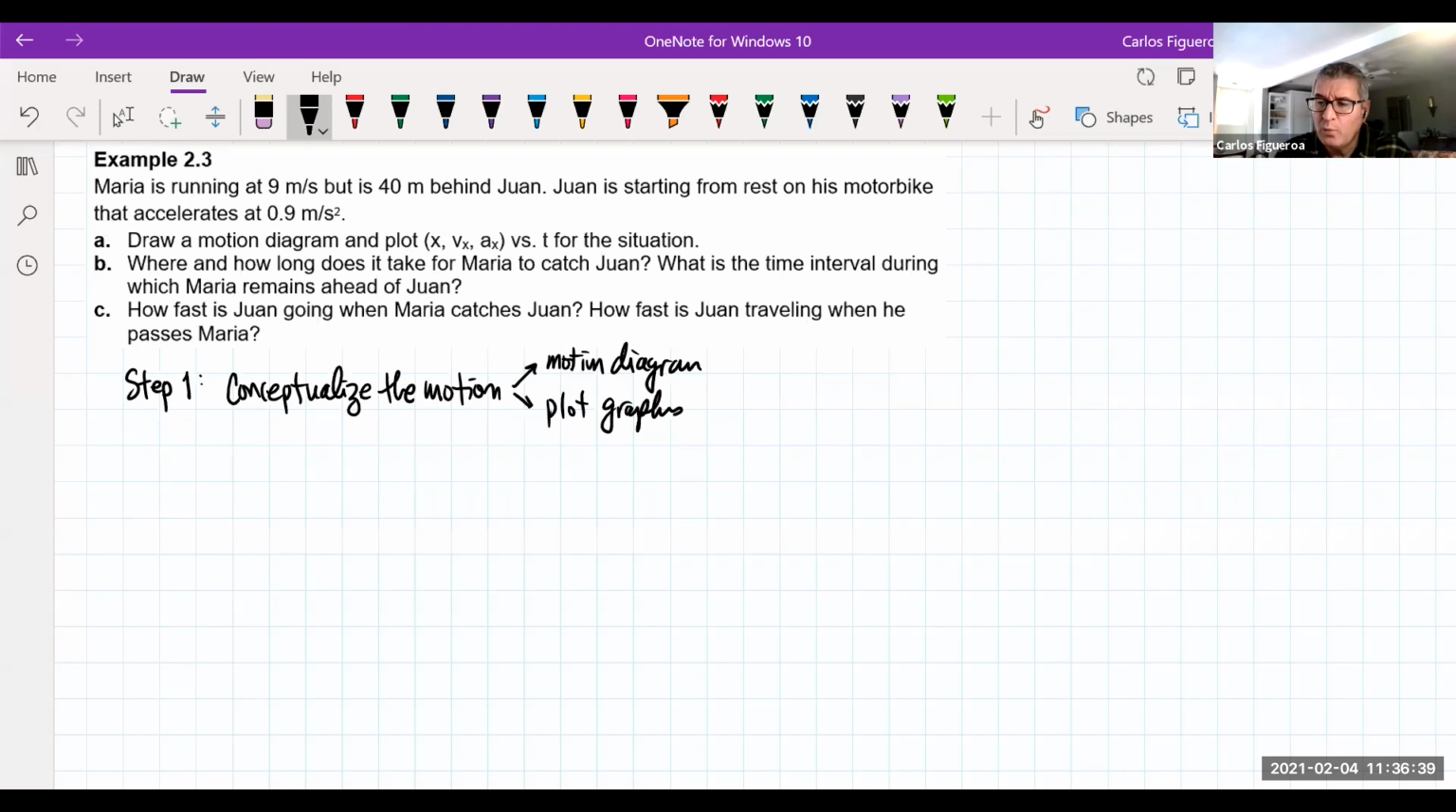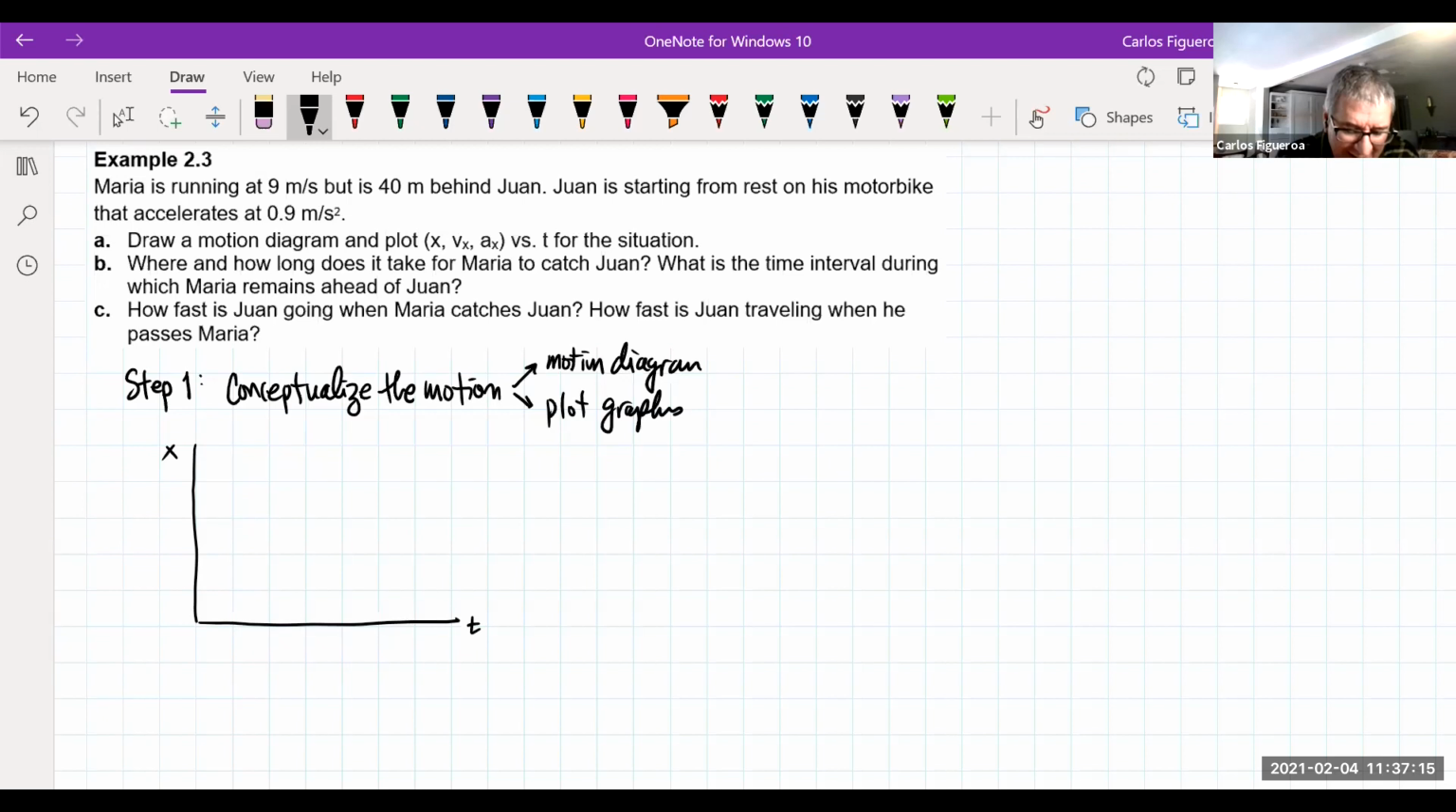And once again, I think I've said this several times already, if you can't conceptualize the motion, your chances of success are slim to none. There are some problems that you will not be able to see at first sight. You're going to have to really think about them in detail. So let's go. So the first thing I want to do here is plot. So I'm going to think about my position graph first.